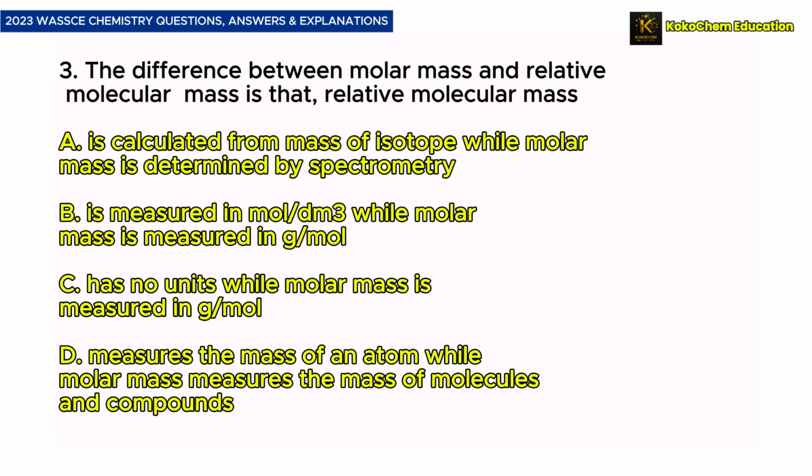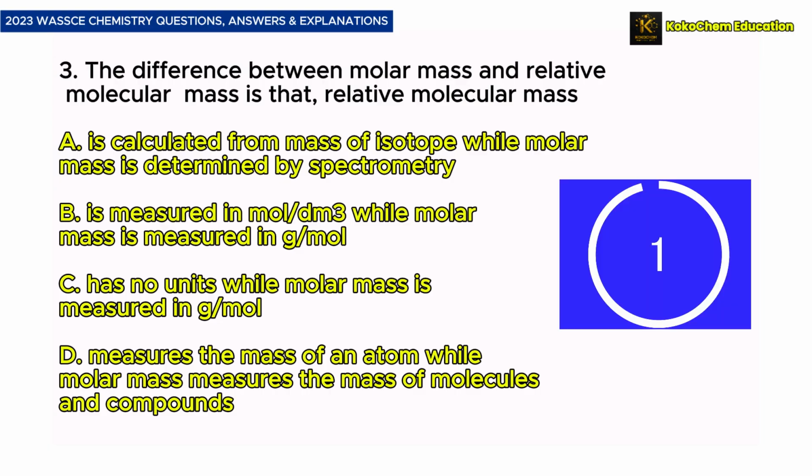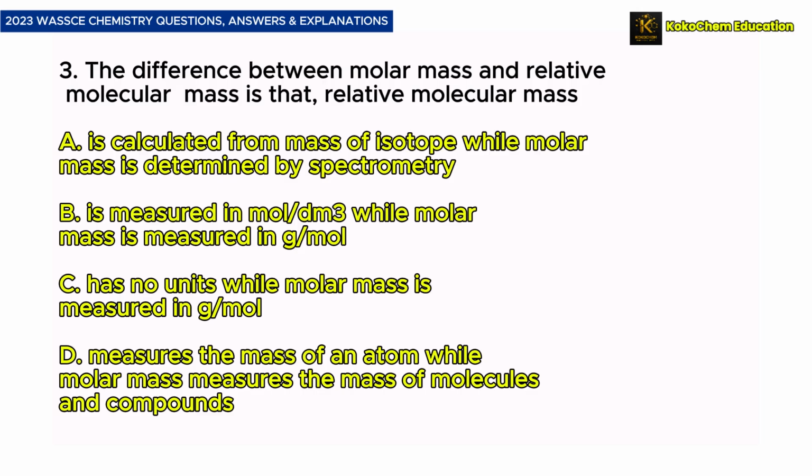C, relative molecular mass has no units, while molar mass is measured in grams per mole. D, relative molecular mass measures the mass of an atom, while molar mass measures the mass of molecules and compounds. The correct answer is C.